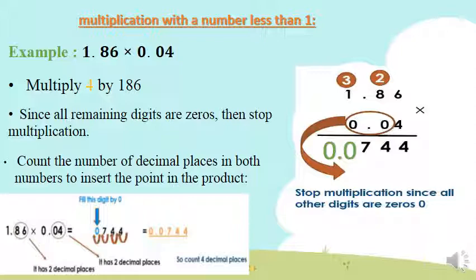Okay, this is a new idea. What if one of the decimal numbers is less than 1? Less than 1 means it's 0 point any number. What to do? Example. Let's multiply 1.86 times 0.04. As we said before, the first step, we arrange these two numbers in the vertical form. And we start multiplying and ignore the decimal points. So starting with 4, we multiply it by 6, then by 8, then by 1. We will get 744. Look! The remaining digits to the left of the 4 are zeros. Since all the remaining digits are zeros, I will stop multiplication.